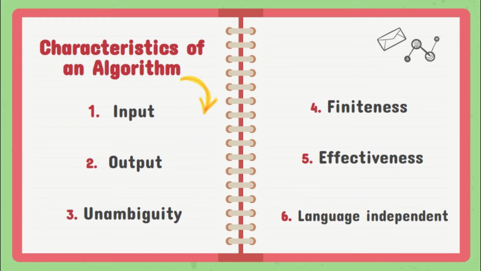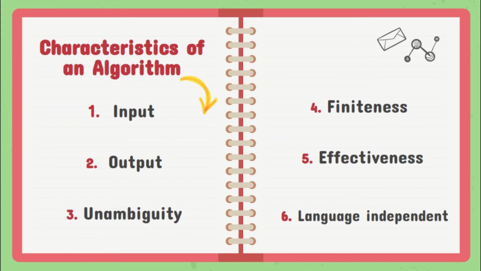An algorithm must also be unambiguous. That means the instructions in an algorithm should be clear and simple. You should not complicate something or add steps that do not have an effect on what you are actually doing. That's unambiguity. The fourth one is finiteness. An algorithm should have finite steps. Finiteness means that the algorithm should contain a limited number of instructions, that is, the instructions should be countable. You cannot make something for infinity.